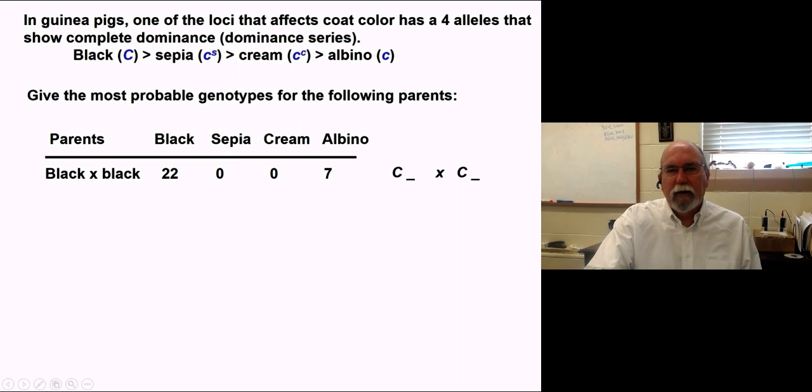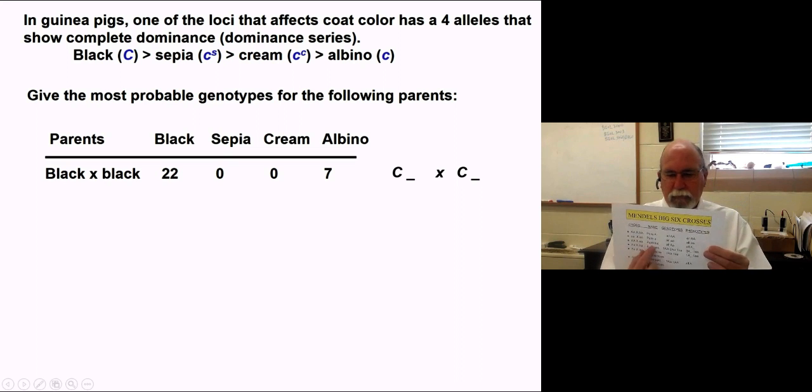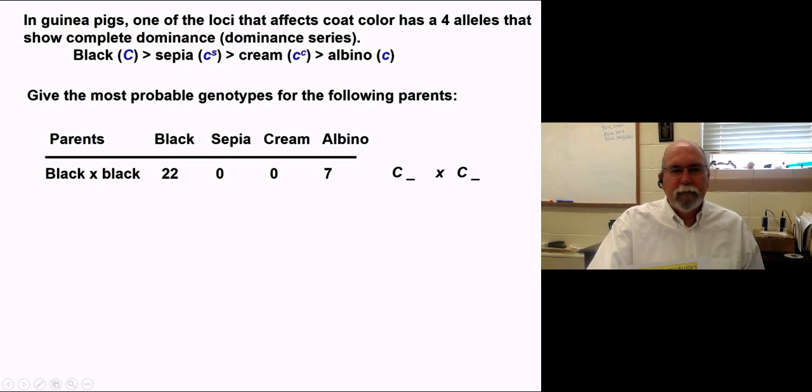Well, I see that I've got about 22 of these, 7 of those. I'm thinking about a single locus. I've got my Mendel's Big 6 sheet for the umpteenth time right in front of me, and I'm thinking about how can I get a 3-to-1 ratio? Because 7 divided into 22 right here is about 3, approximately. So which one of these crosses gives me a phenotypic ratio of 3-to-1? Nothing new, right? It's a heterozygous times heterozygous cross. So if we think over here and look, we can see that.